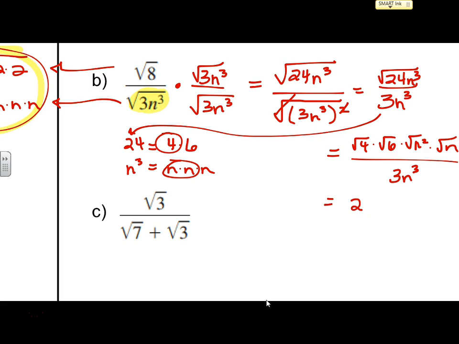Is there anything else that I can simplify? I simplified this one, the n squared. Yeah, the n squared I can simplify, right? So I can cross off the squared and the square root.